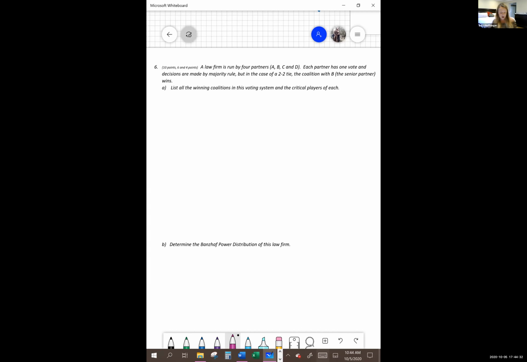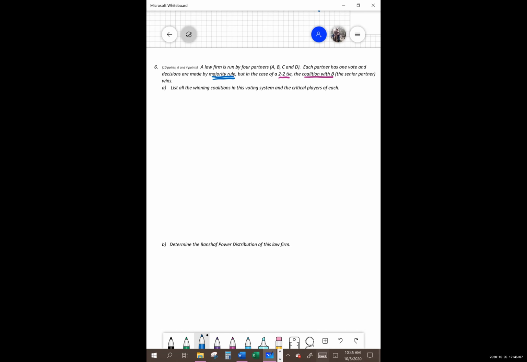Okay, so last problem. A law firm is run by 4 partners, A, B, C, and D. Each partner has 1 vote, and decisions are made by majority rules. But in the case of a 2-2 tie, the coalition with player B, the senior partner, wins. Okay, so they need majority to win.